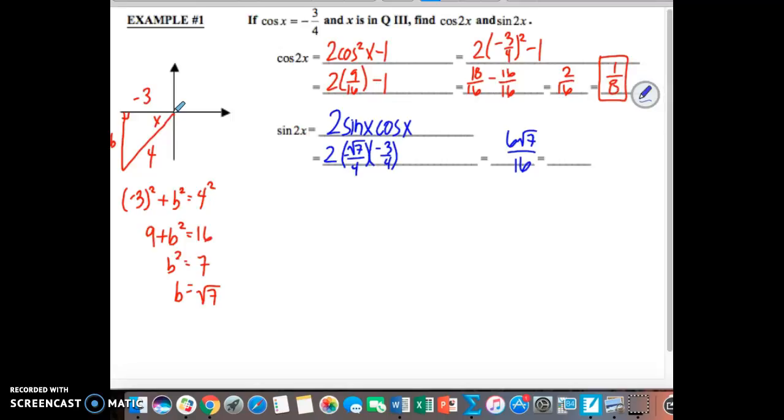So we have 6 square root of 7 divided by 16, which we can reduce, the 6 and the 16, to equal 3 times the square root of 7/8. So sine of 2x is equal to 3 times the square root of 7, all divided by 8.